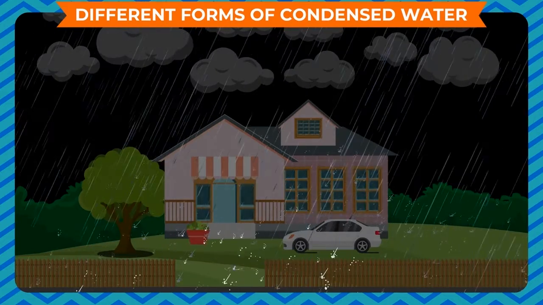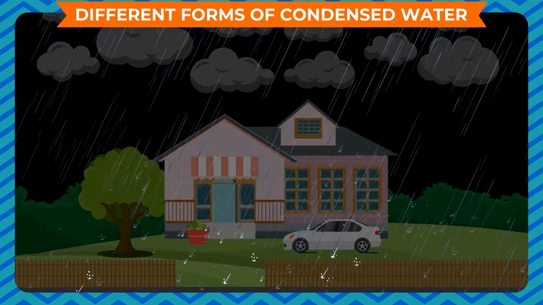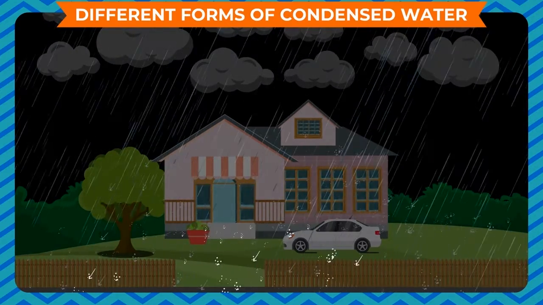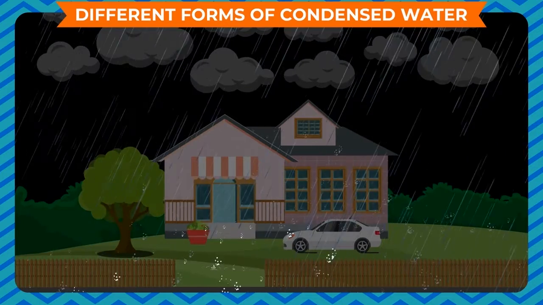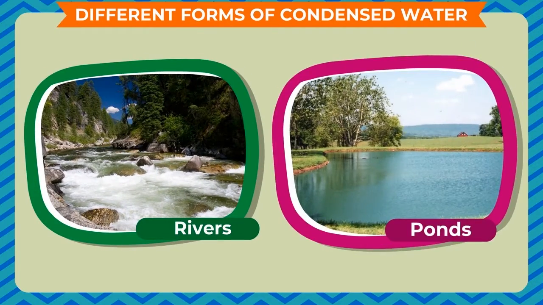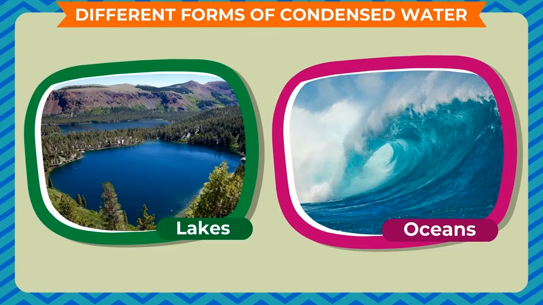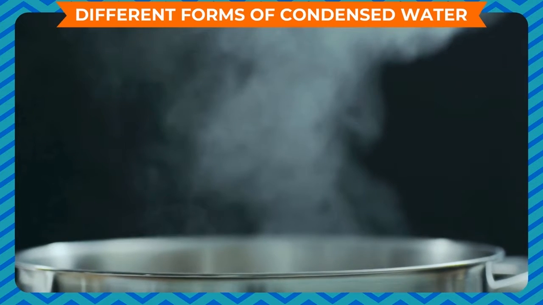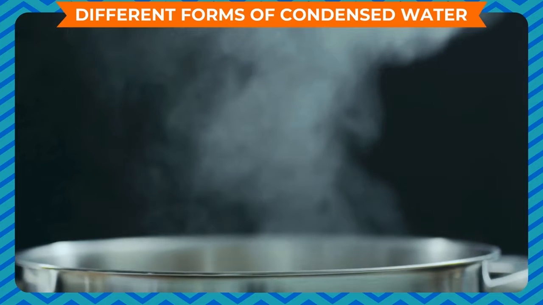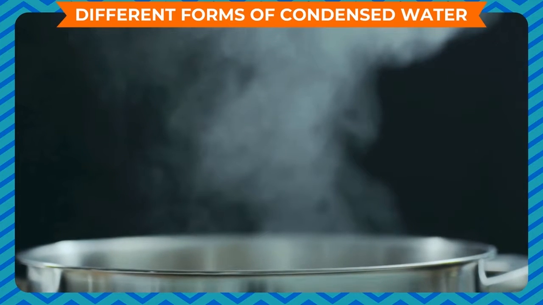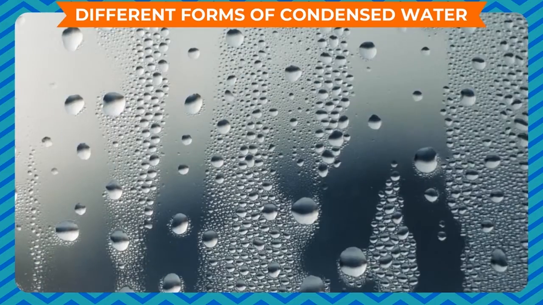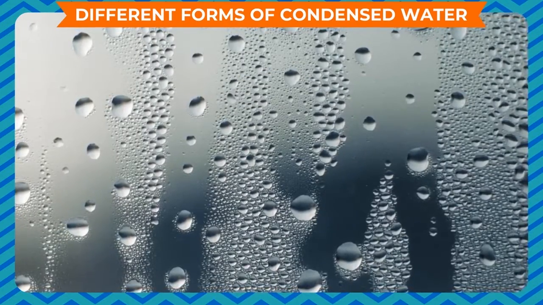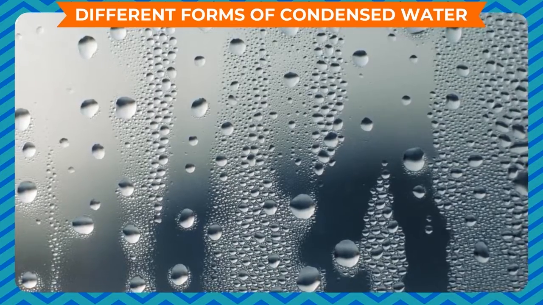Different forms of condensed water. Rain. The heat of the sun evaporates the water from the water sources such as rivers, ponds, lakes, and oceans. The water vapor rises up with the warm air. At a higher altitude, the temperature is low. Therefore, the water vapor condenses into little droplets of water.